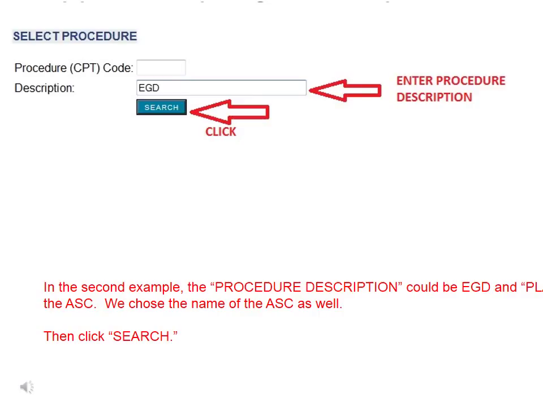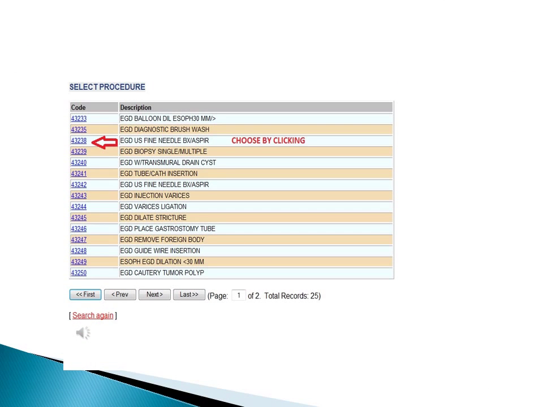You will now be taken to the Select Procedure page. You will type the description of the procedure in the box in front of Description. In this case, we typed in EGD and clicked Search. You are now given multiple choices. Click on the desired procedure.